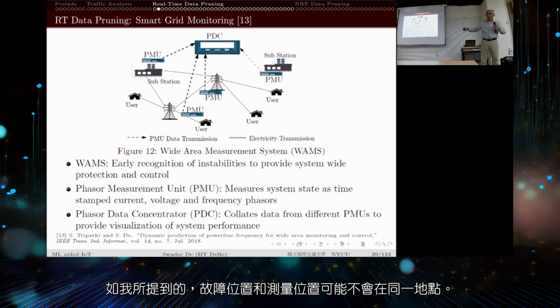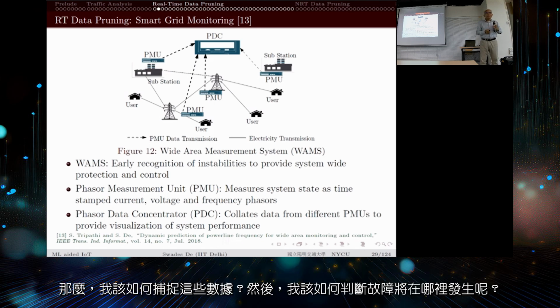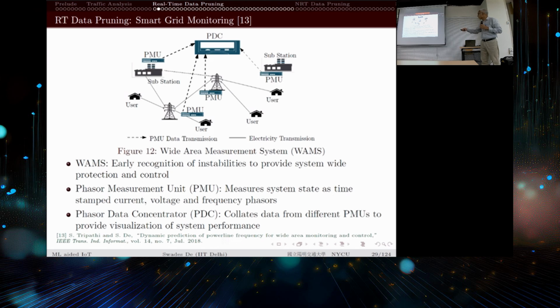As I mentioned, the failure location and the measuring location may not be co-located. And second, if I somehow measure the disturbance at a particular point, as in our case the SCADA system captured the data and the failure happened in some other place, Kanpur, how do I capture this data, and how do I figure out where the failure is going to happen? I will come to that as we go further.